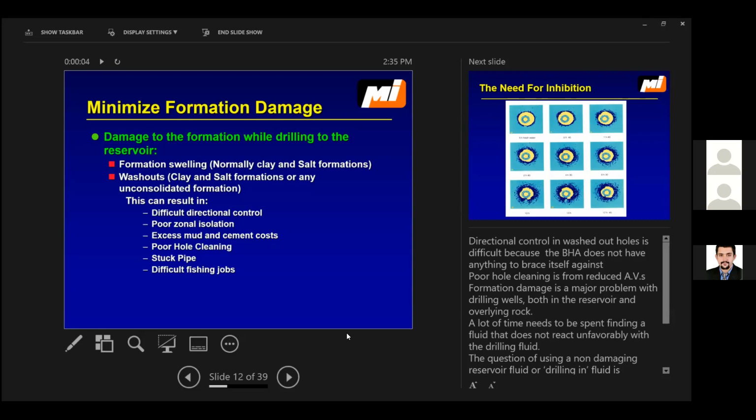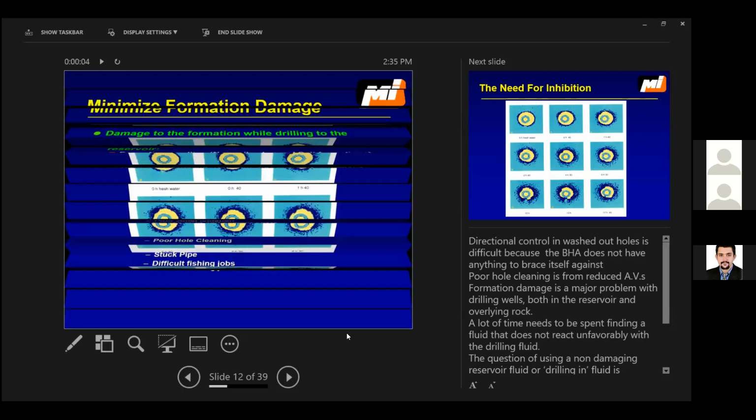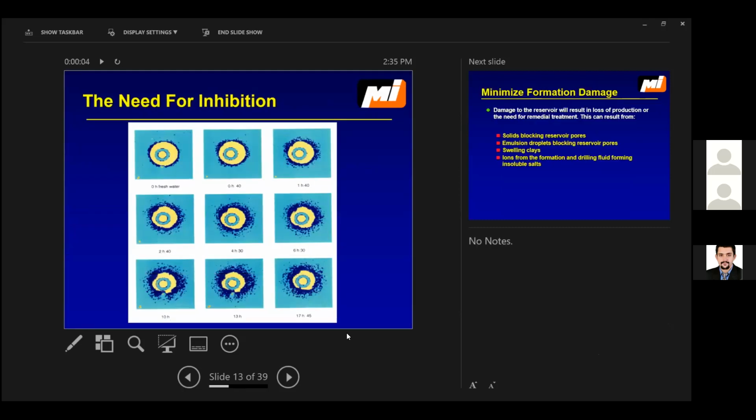Next, the need for inhibition. As you see in front of me, this is the hole, and we are controlling the swelling of the shale by a certain type of chemicals called shale inhibition chemicals. Maybe salt, maybe specialized chemicals, or anything else.